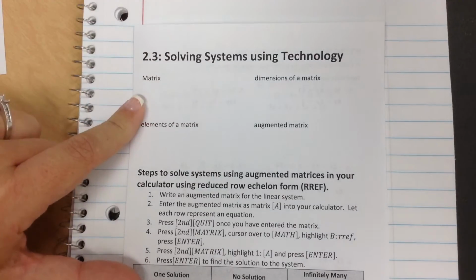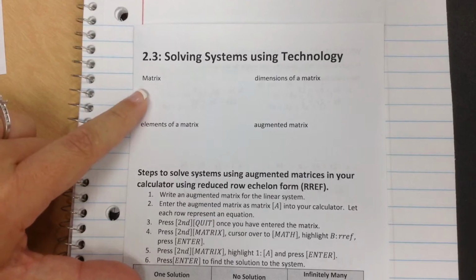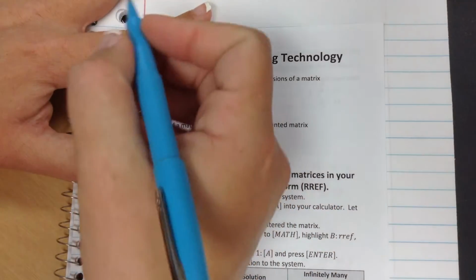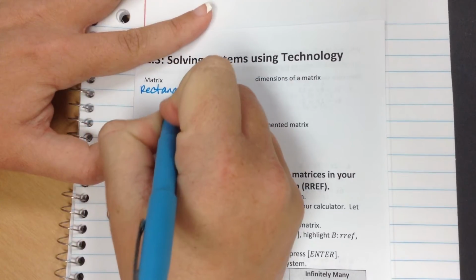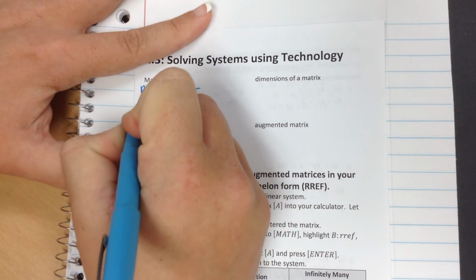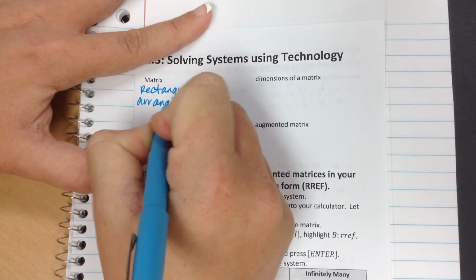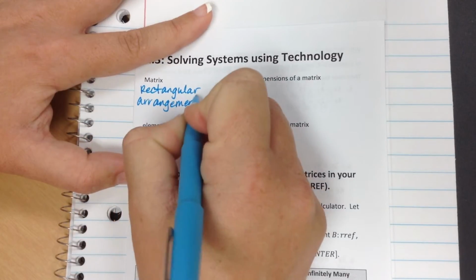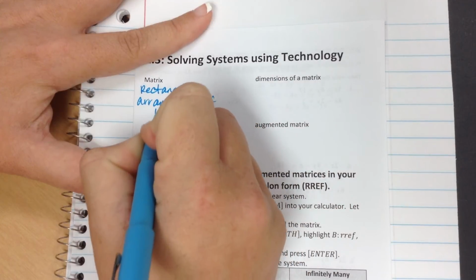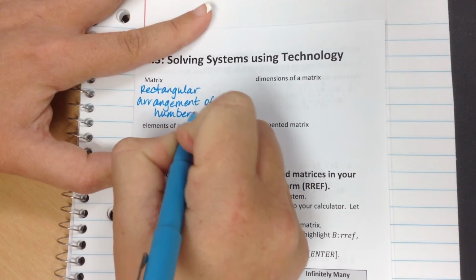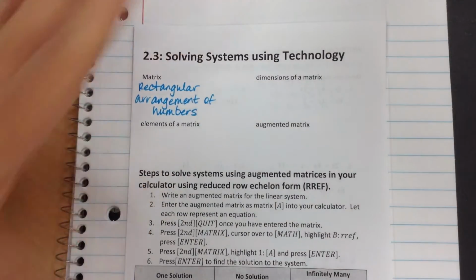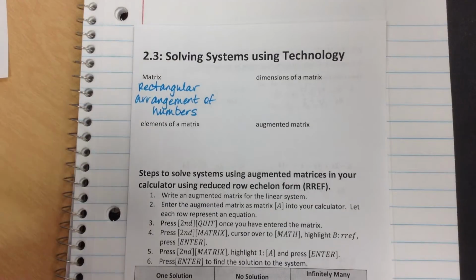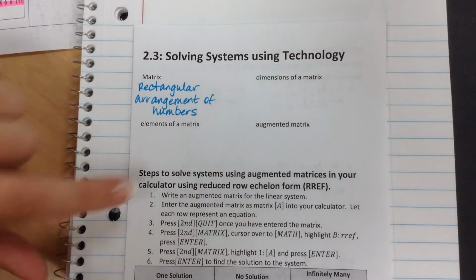We're going to talk about some of these different words to begin with, starting with matrix. A matrix is a rectangular arrangement of numbers. Okay, we're going to use these matrices inside our calculator to come up with the x, y, and z values that we've been finding with substitution and elimination.